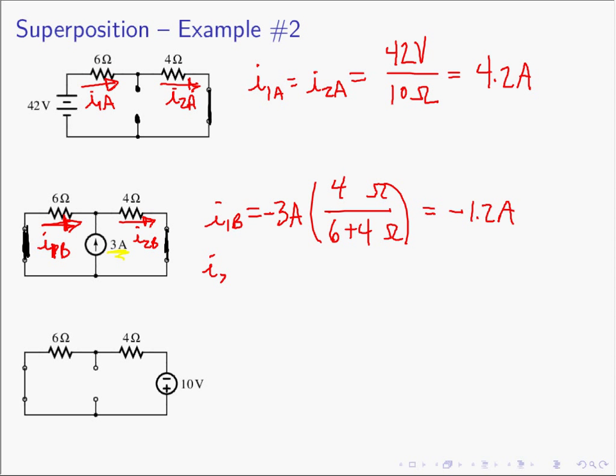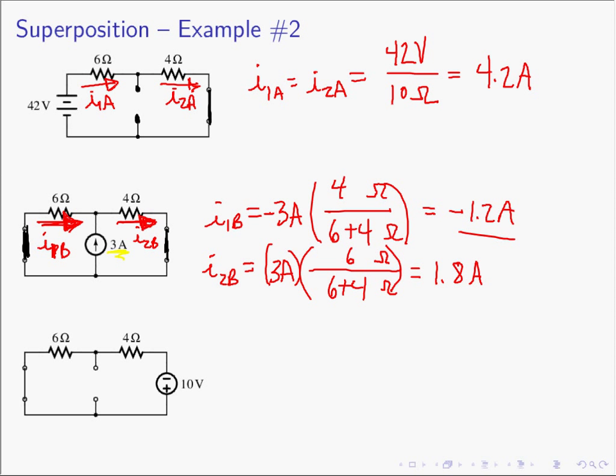And then I2B, again, textbook current division. We have a 3 amp source. It's being current divided between 6 and 4 ohms. And if I'm looking for the current in the 4 ohm resistor, then it needs to be 6 ohms on top. And then we discover we have 1.8 amperes. So the contribution to the I1 current due to the 3 amp source acting alone is negative 1.2 amperes. And the contribution to I2 from the 3 amp source acting alone is 1.8 amperes.